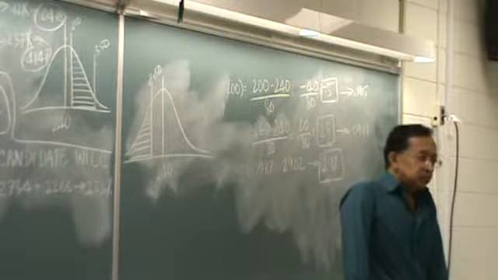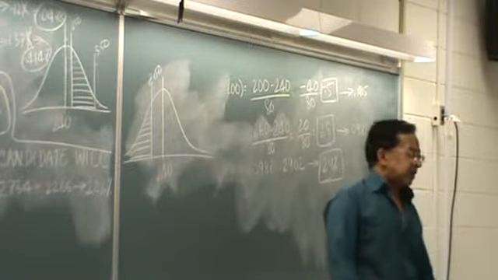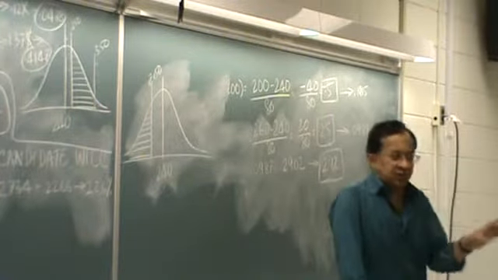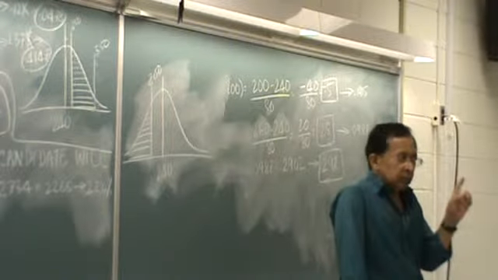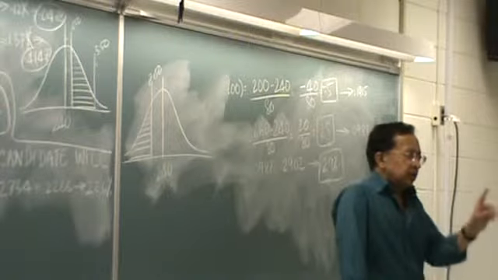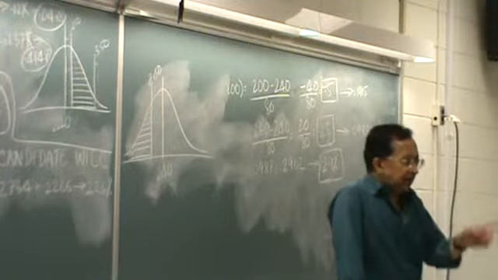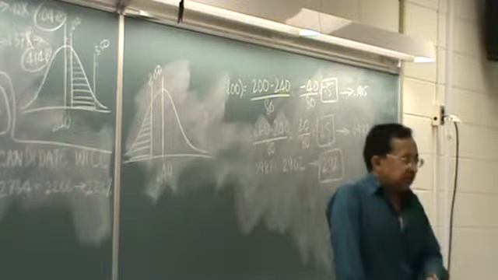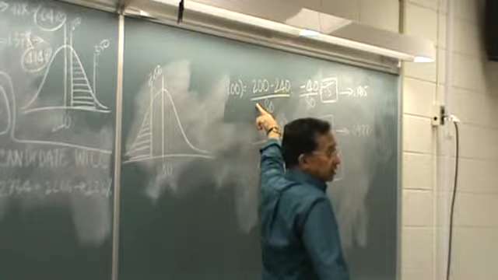No, mu is still 240. Mu is given to you. It's always going to be 240, it never changes. Population mean, population standard deviation, they never change. You are calculating the z for 200, so your x is 200. So 200 minus 240 divided by the standard deviation, 80. We already did that. It's right here.